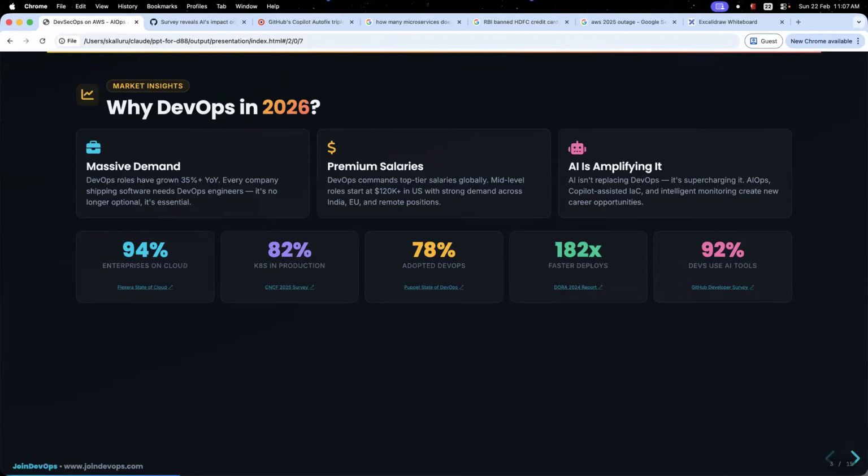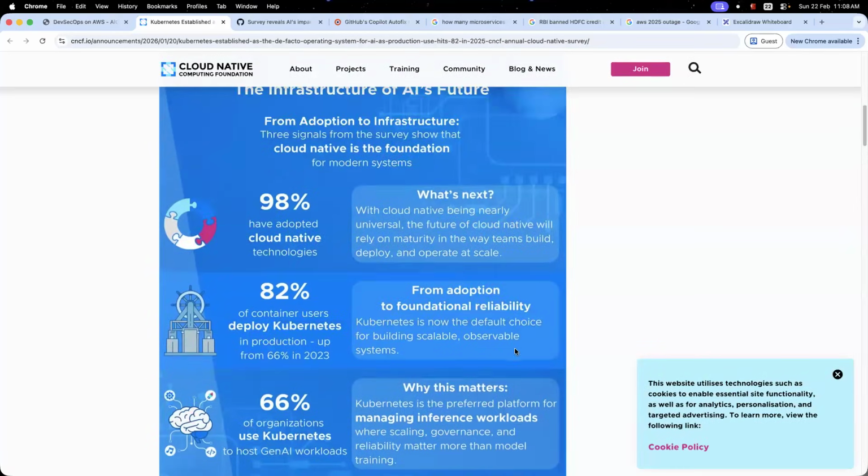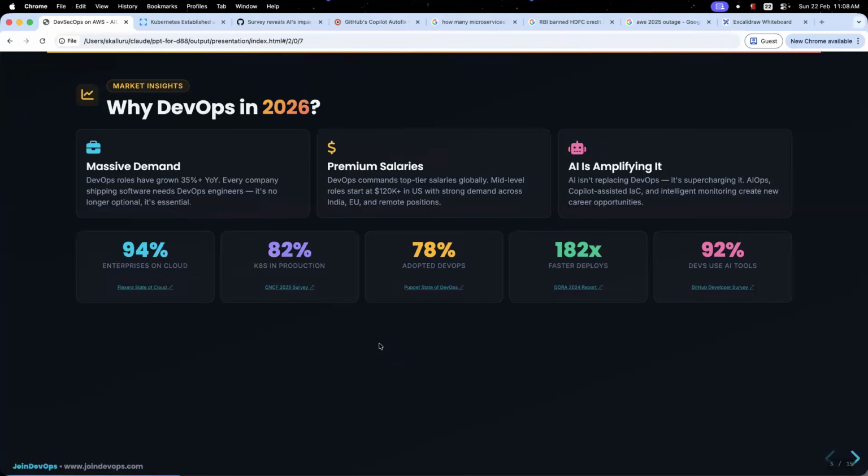And the next is the salaries, which are always there. DevOps is one of the leading roles in terms of pay. So this is what I'm telling. The CNCF survey tells that 82% of companies have already put Kubernetes in production. So Kubernetes is massive.